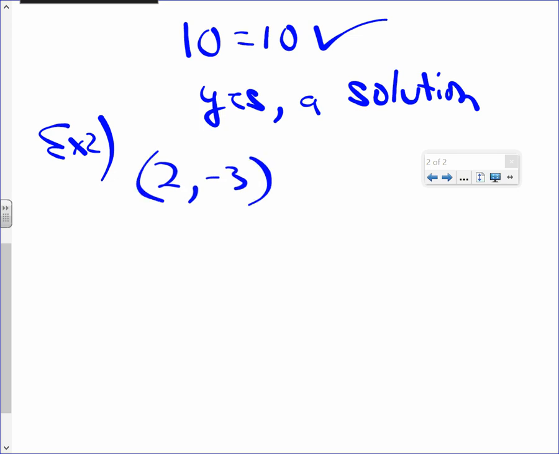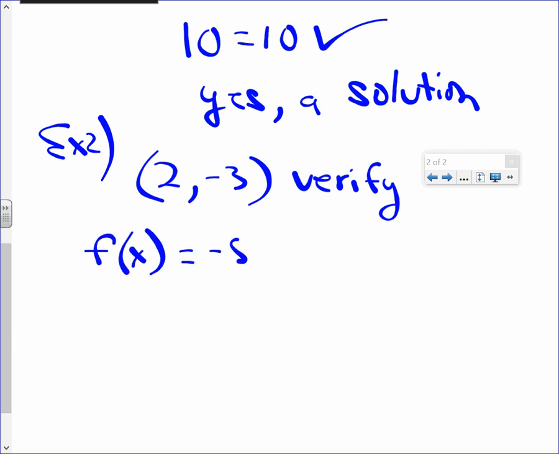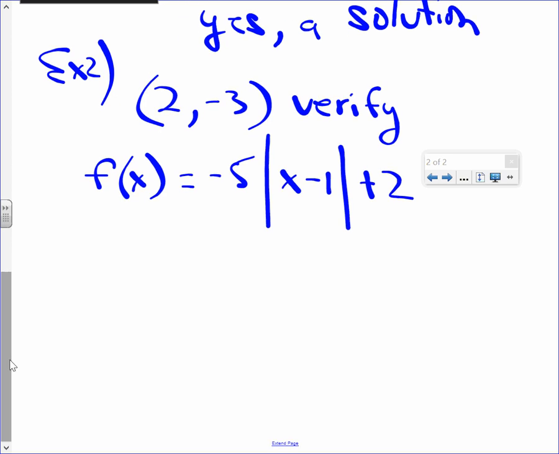We're going to verify now that, let's verify that (2, -3) is a solution for this function. f of x equals negative 5 absolute value x minus 1 plus 2.